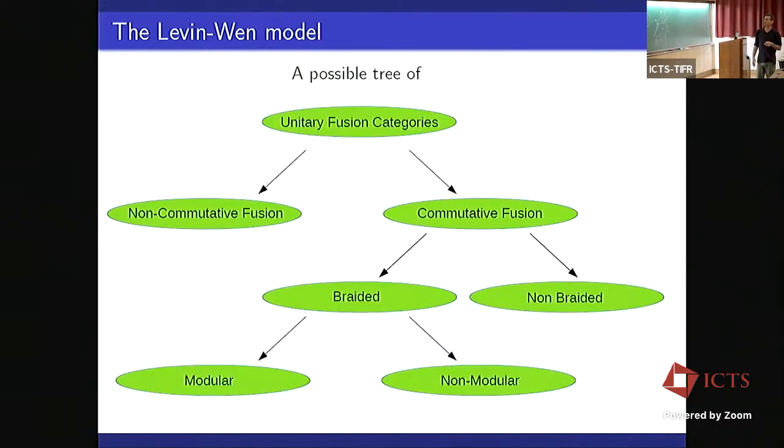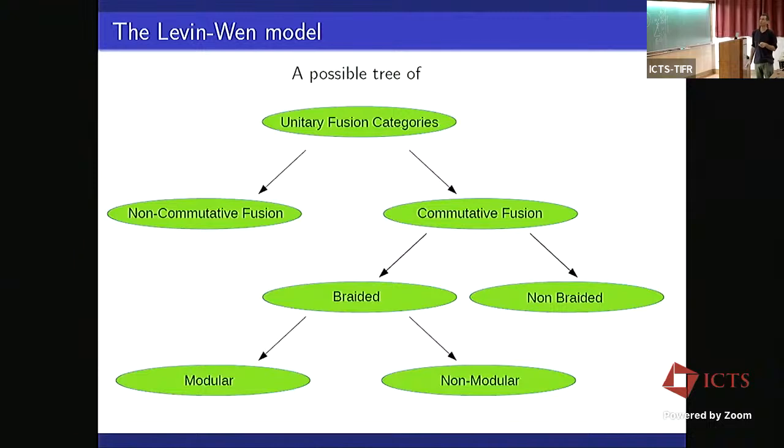So I just give you here a brief sketch of all possible unitary fusion categories that we can start from. Some of them will have commutative fusion rules, some of them non-commutative fusion rules. Once you have commutative fusion rules, your category can be braided or non-braided. And when it's braided, it can be modular or non-modular. So this is the realm of unitary fusion categories. Don't worry if you don't know anything about it.